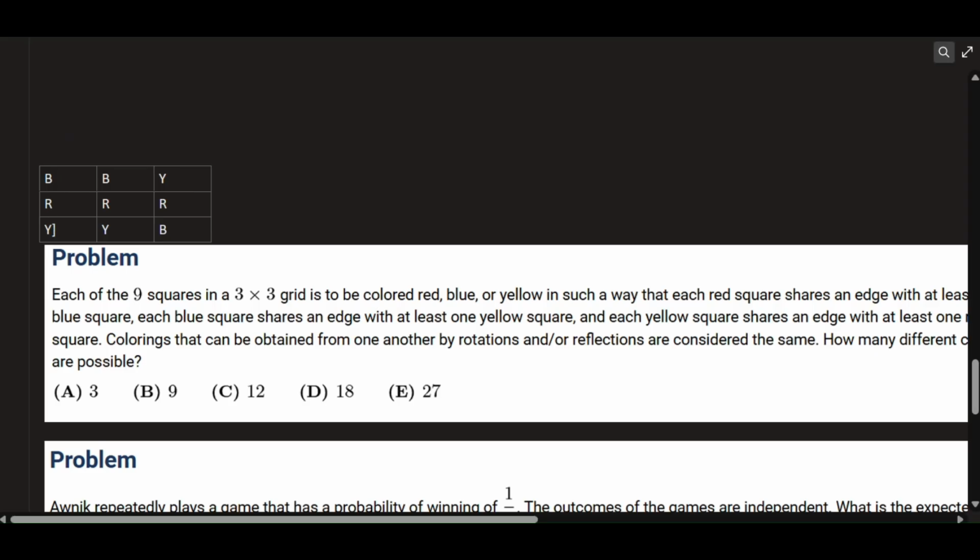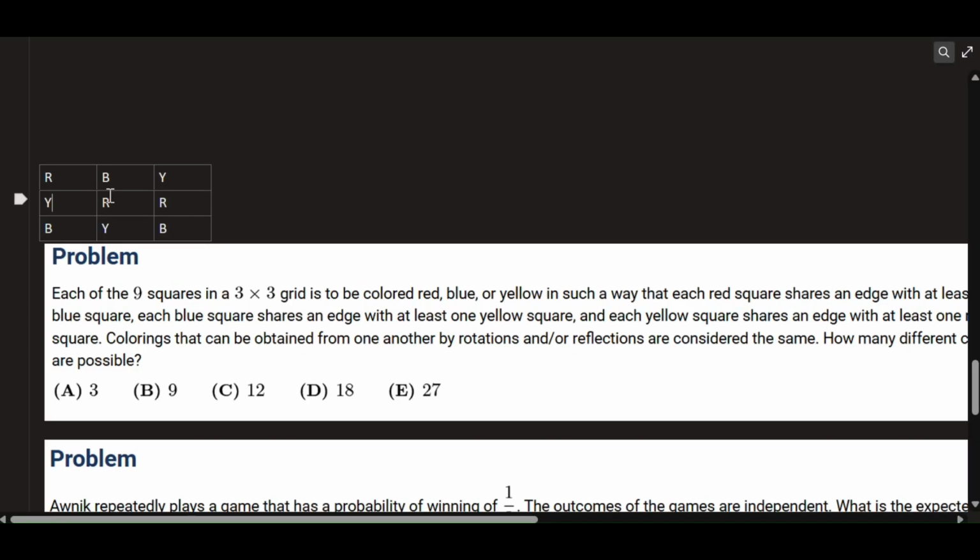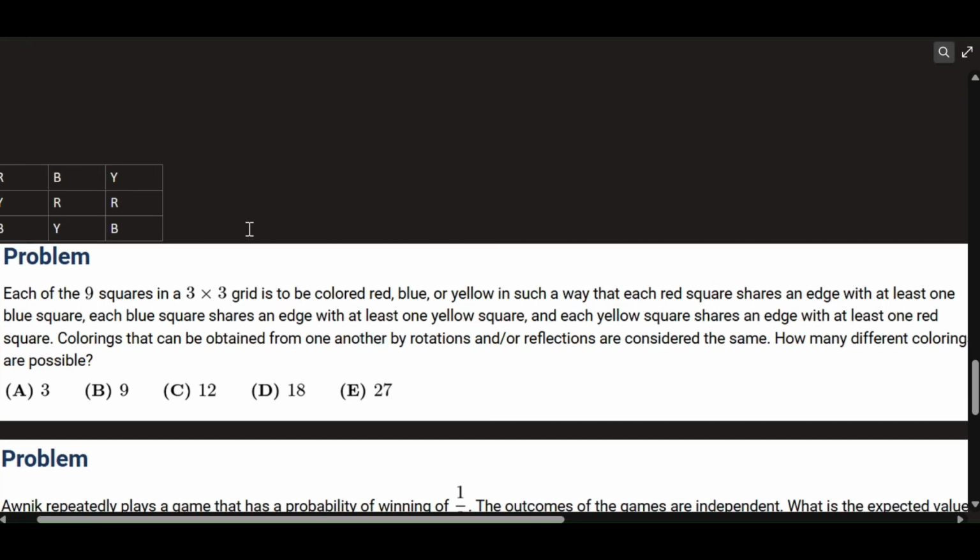So we should have 4 cases depending on when this is a blue, as this can be a red, blue, red, blue, red, red, blue, red, yellow, or it could be a blue, yellow, yellow, blue, yellow, blue, yellow, blue, or blue, yellow, red. So that gives us 4 cases, and that's if the center is a red. So we have 4 times 3, it gives us 12. So that gives us C.